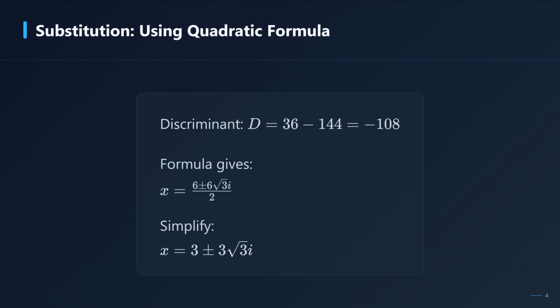Now we need the quadratic formula. The discriminant is 36 minus 144, which is negative 108. Plugging into the formula, we get 6 plus or minus 6 times the square root of 3i all over 2. This simplifies to 3 plus or minus 3 root 3i. It works, but it's a lot of computation.